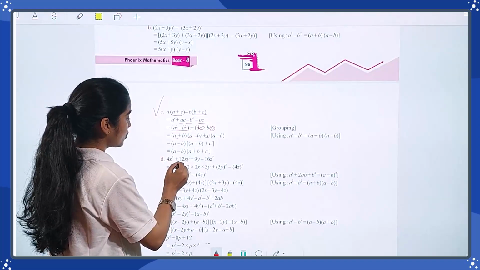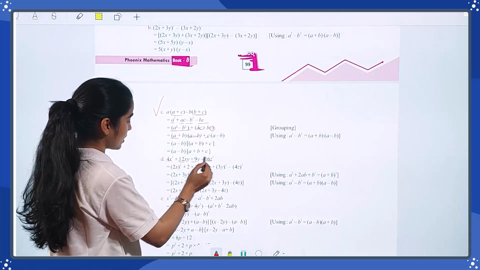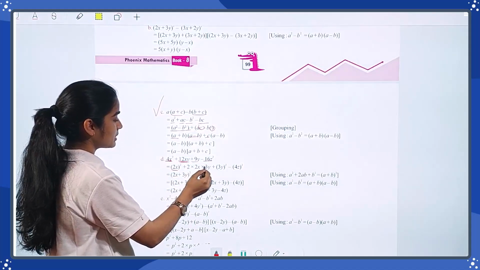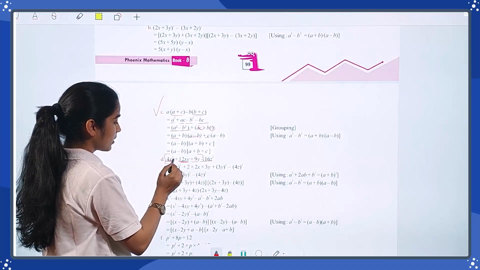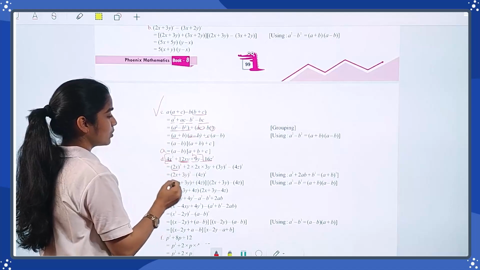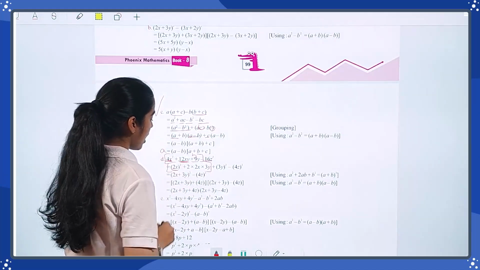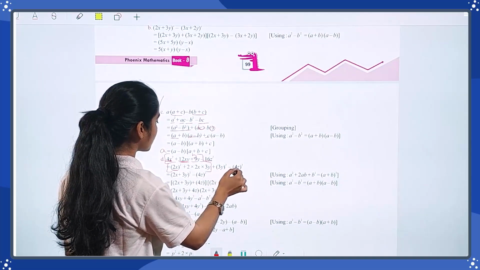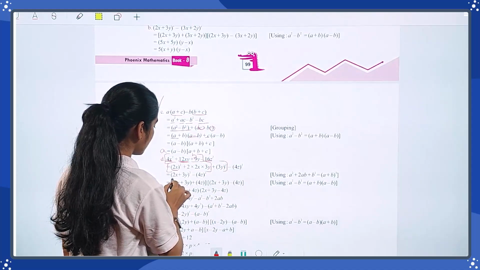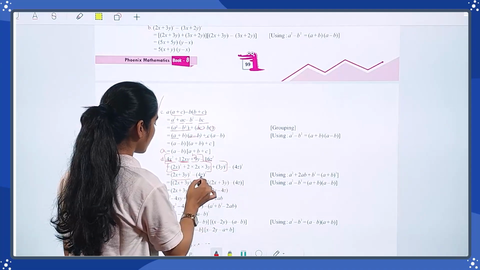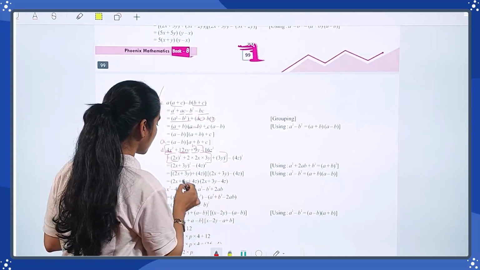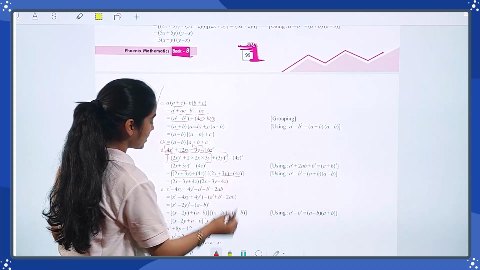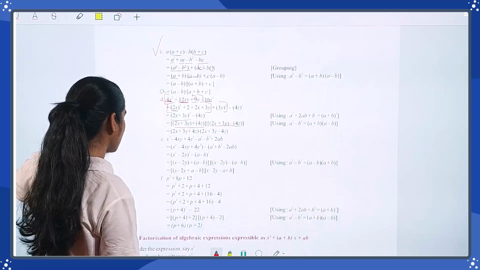Now 4x square plus 12xy plus 9y square minus 16z square. 4x square means (2x) square. 12xy means 2 multiplied by 2x multiplied by 3y. You just have to take this one. So this is a and this is b and this is 2ab. So you can solve this like this. After this, you have 16z square, so plus (3y) square minus (4z) square. So (2x plus 3y) whole square minus (4z) square, which means a square minus b square. So (2x plus 3y plus 4z)(2x plus 3y minus 4z). So you can solve this question in that way also.